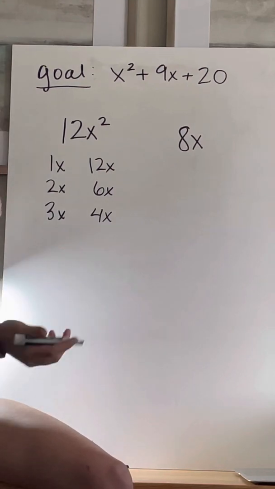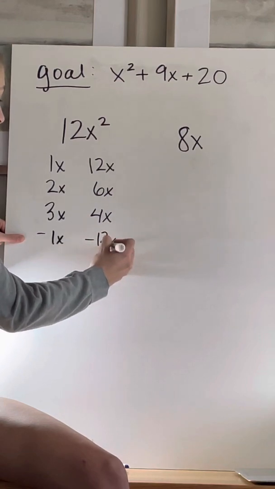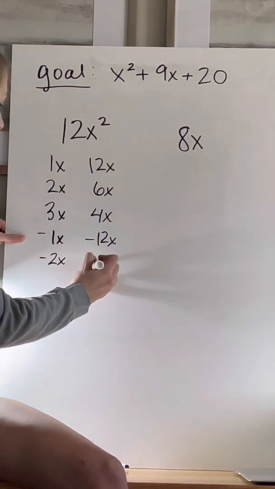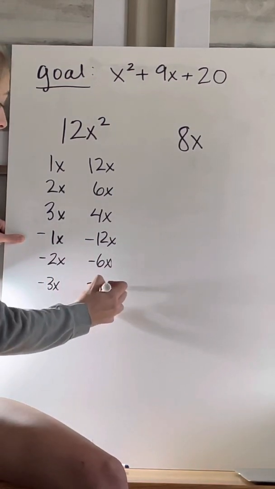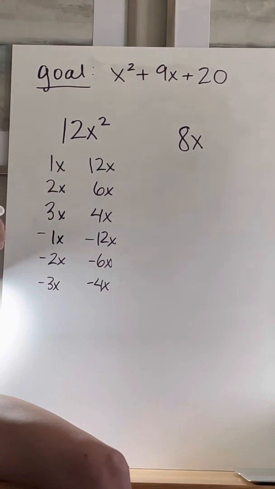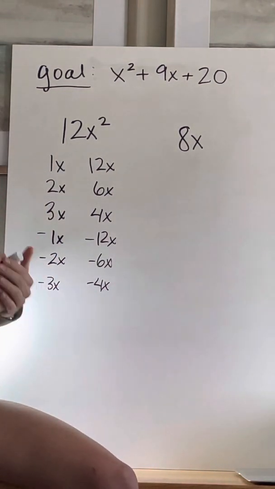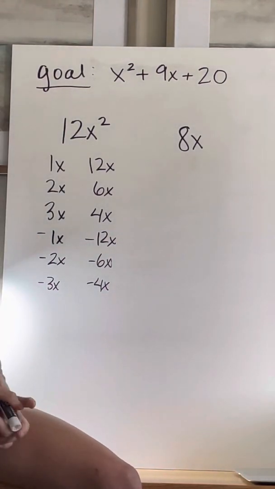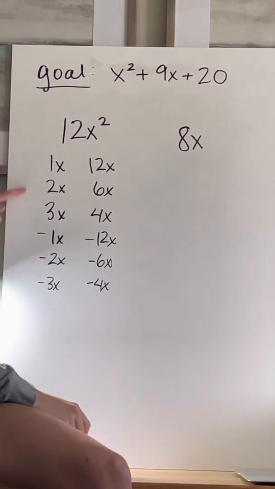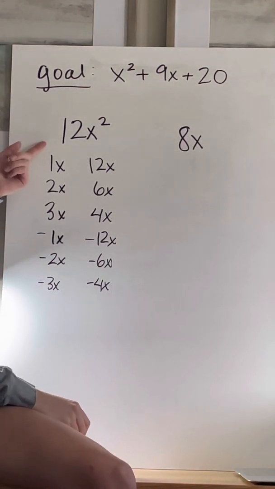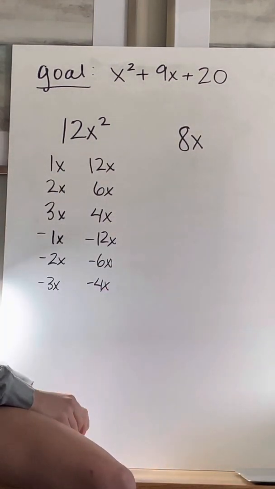Now we can do negative ones, right? So we can also have a negative 1x and a negative 12x, a negative 2x and a negative 6x, negative 3x and a negative 4x. But they both have to be negative because this is a positive. We can't have a negative 3x and a positive 4x, because then we get a negative 12x squared, which isn't what we're looking for. Now we know that all of these will multiply to get our 12x squared, but only one of them will work to get us our sum of 8x when we add them together.